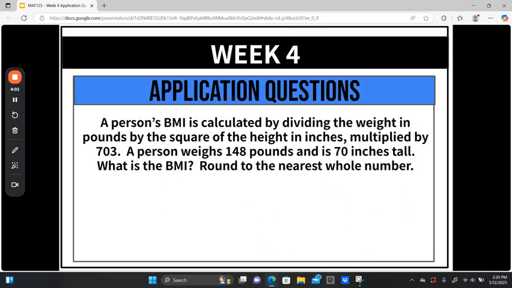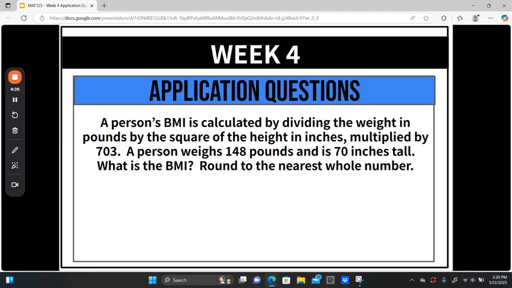Try another. A person's BMI is calculated by dividing the weight in pounds by the square of the height in inches, multiplied by 703. A person weighs 148 pounds and is 70 inches tall. What is the BMI? Round to the nearest whole number.